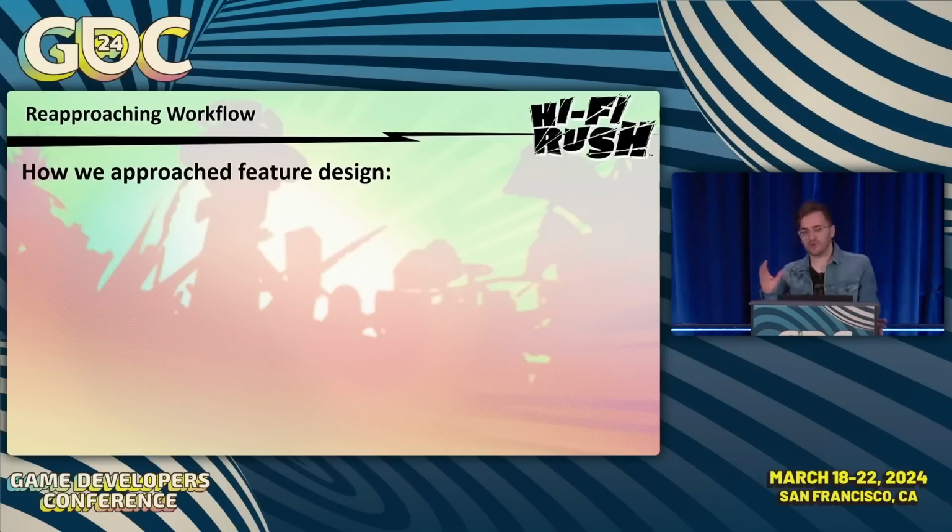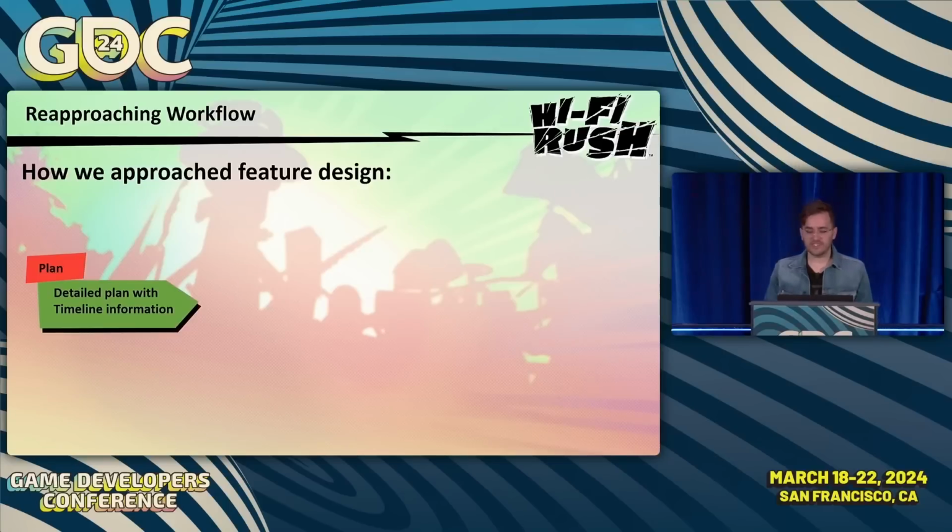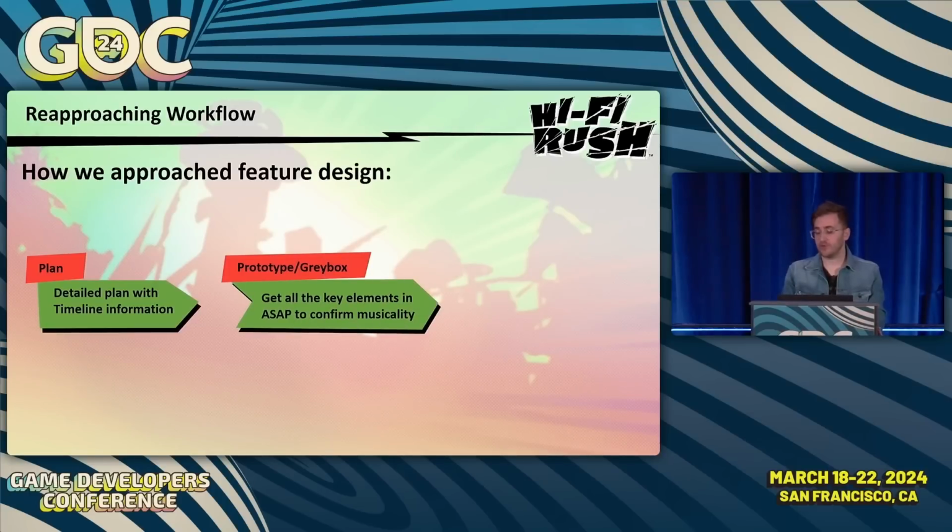So all these features, both large and small, were designed in a fairly similar fashion. We would plan them out, making a detailed timeline of how things would occur on paper in a way we could see things making sense musically and gameplay-wise. Then we would build them out in a prototype or gray box form. This was very important for us, but in this phase, we would focus on getting all the key elements, especially sound design, in and functional as soon as possible to ensure that the proposed idea was working as intended. I'll come back to this in the takeaways, but this approach was immensely helpful in identifying what worked quickly and what needed to be adjusted.